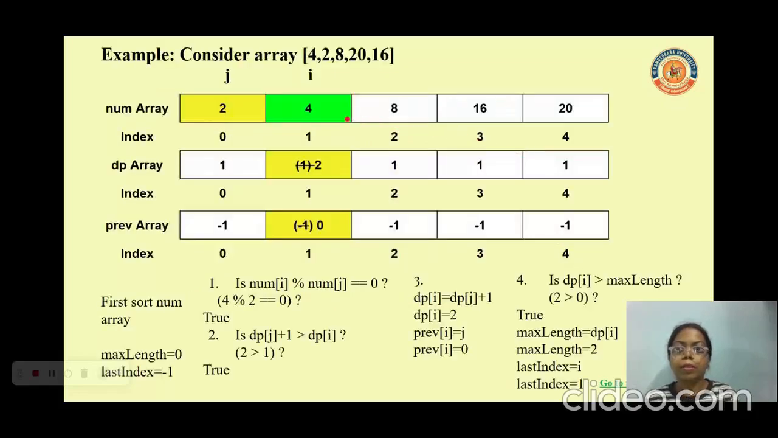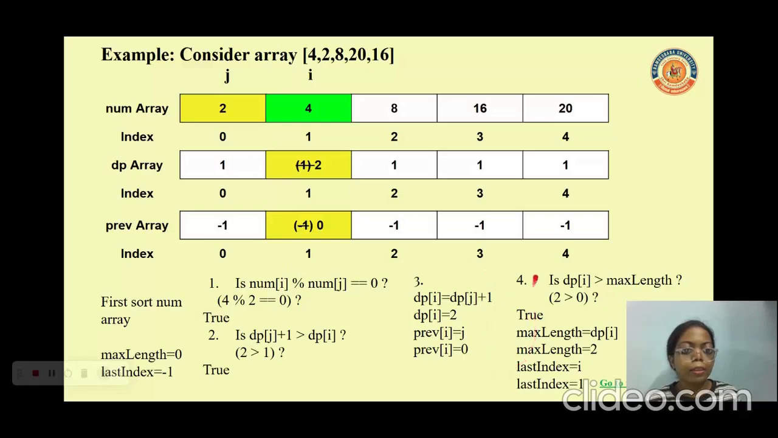And this is the example: 2, 4, 8, 16, 20. We have sorted these numbers. Actually the example is 4, 8, 20, 60. So we have initialized i and j as we have done earlier, and checked each and every condition as we have done before. Here we are checking whether 4 is divisible by 2 or not, rather than checking greater than. This is the only difference.